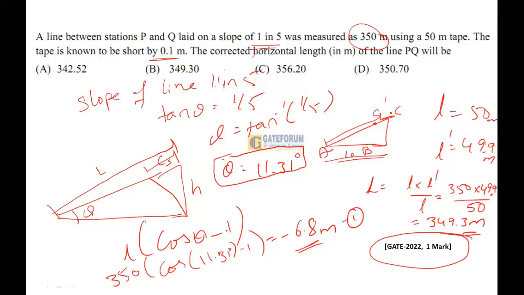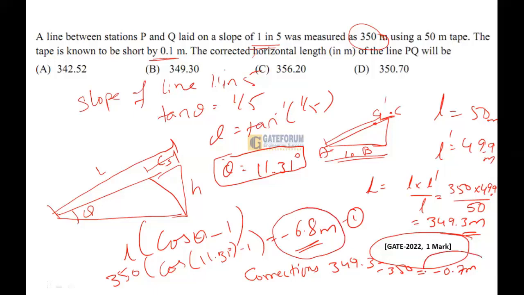Now we have two corrections. Let me do the corrections first. The first correction is 349.3 minus 350, which is minus 0.7 meter. And one more correction is minus 6.8 meters. So we have two corrections: one is the correction for slope, and one is the correction for incorrect chain length. You got the point?